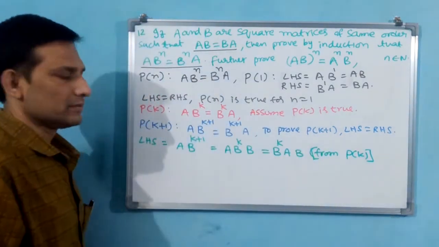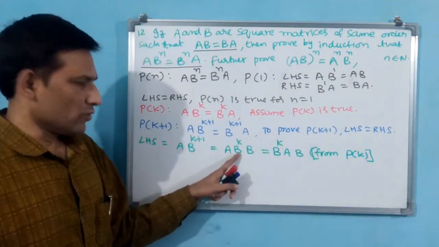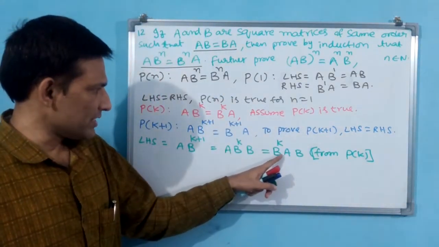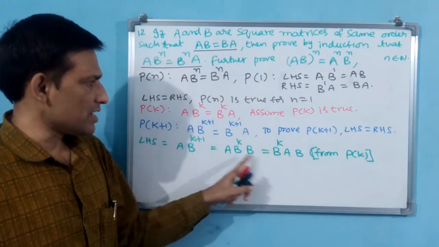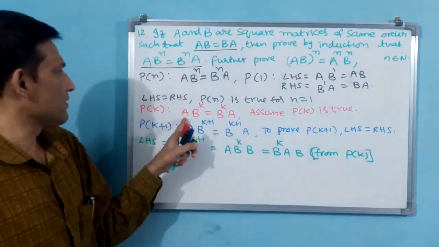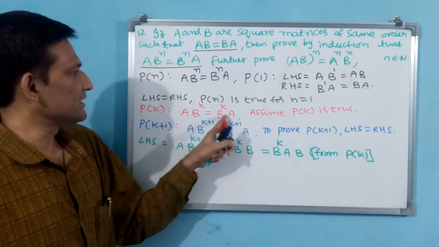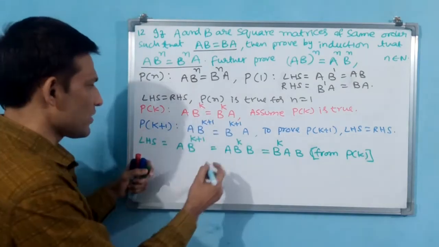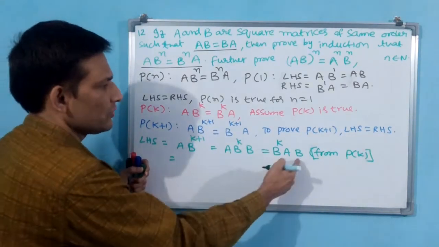First you write this one. You know this very well, but see how I have written b of k rather than a b k. Then from p of k, what is there? This one. Okay, now you write again like this. That is equal to this.